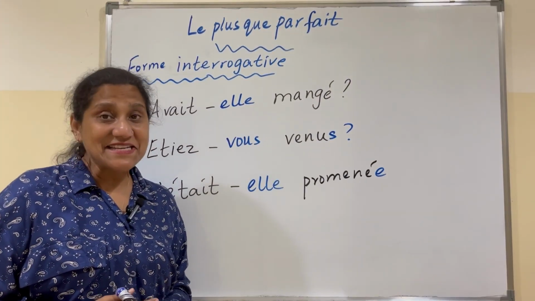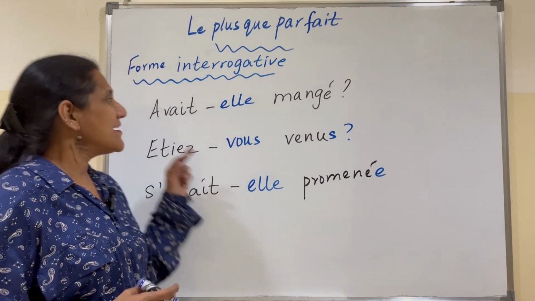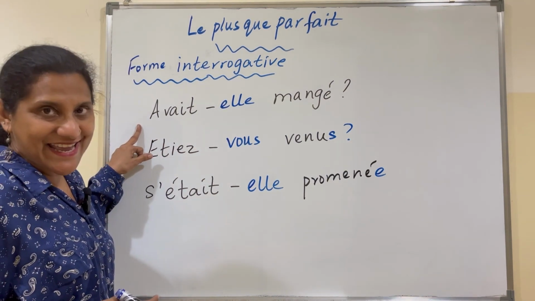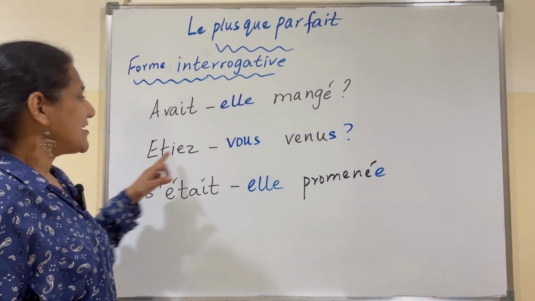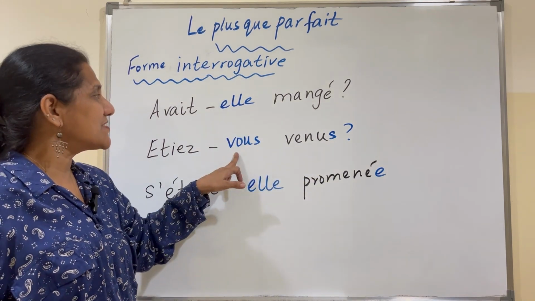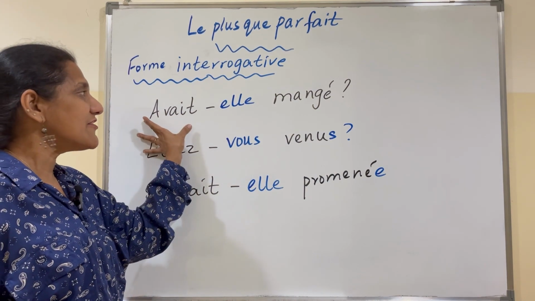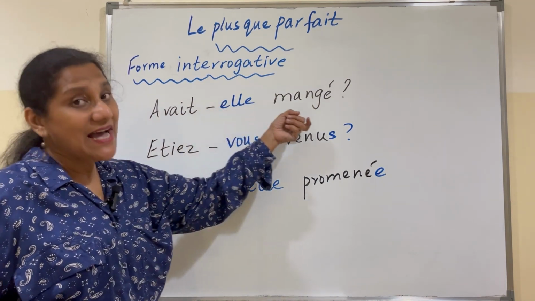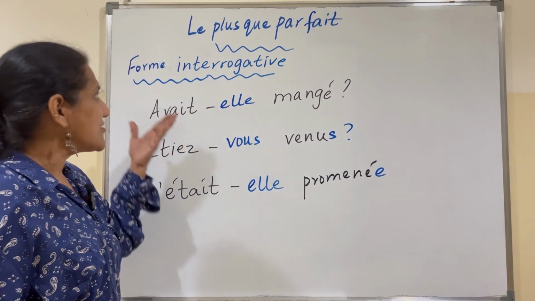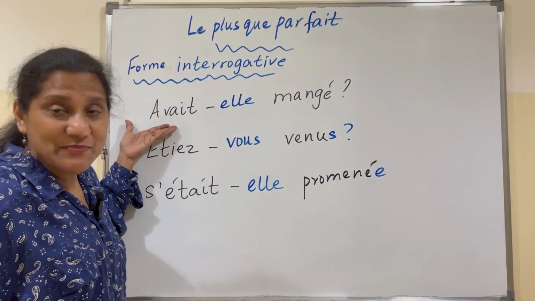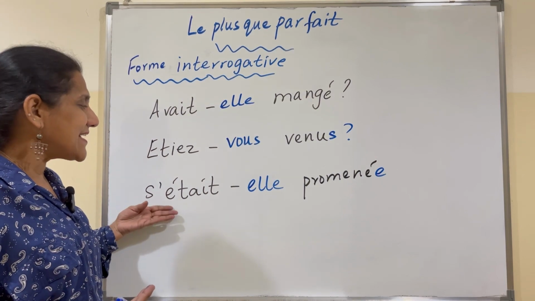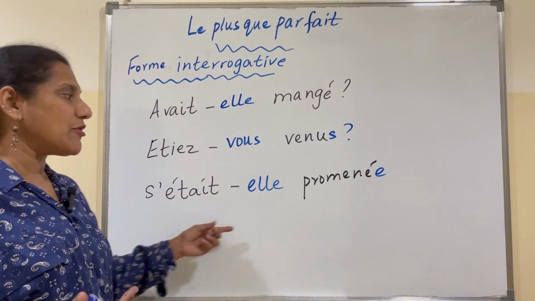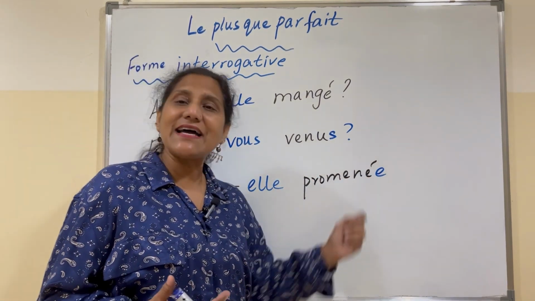Let's look at some more examples. Let's see the same sentences in the interrogative form. Avait-elle mangé? Étiez-vous venu? We need to add an S because vous, it's plural. So we've got the auxiliary verb, then the subject pronoun, and then the past participle. Because this is plus-que-parfait, the auxiliary verb is conjugated in imparfait. And then a reflexive verb, s'était-elle promenée? Promenée, elle, so we need to add an extra E.